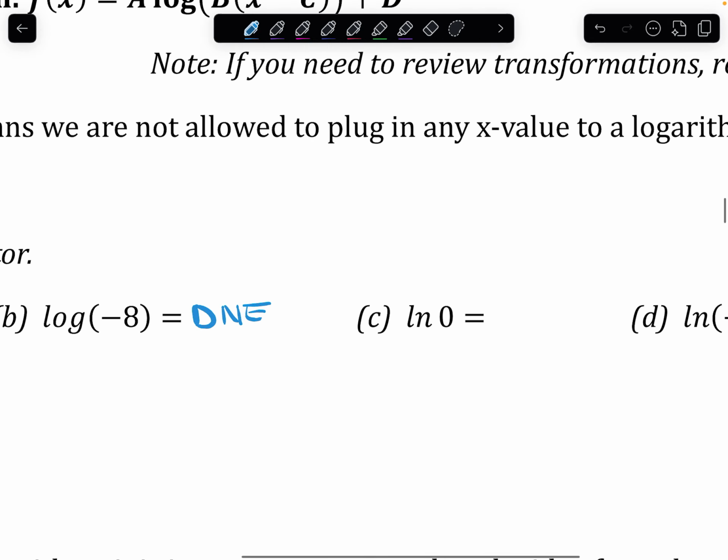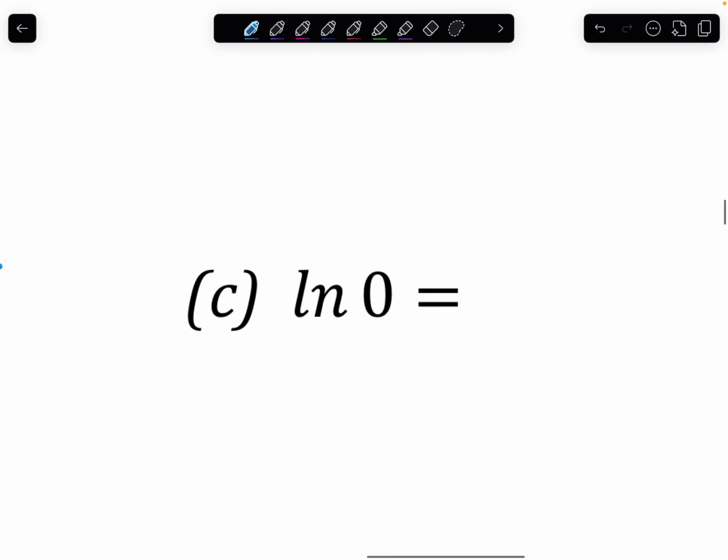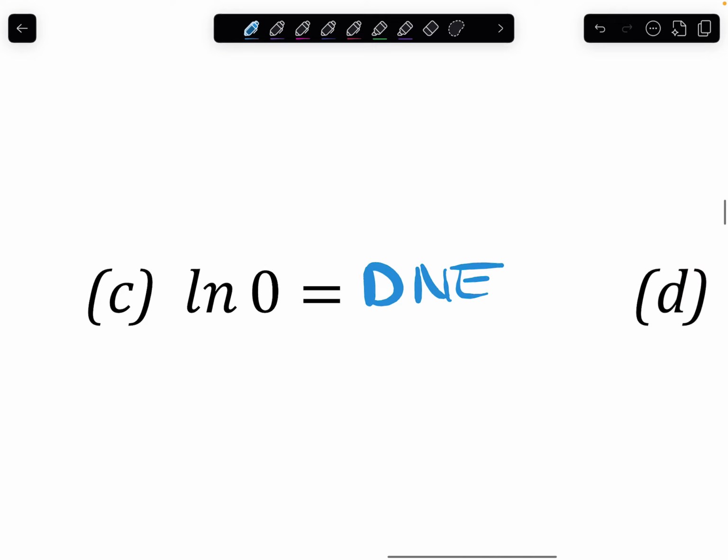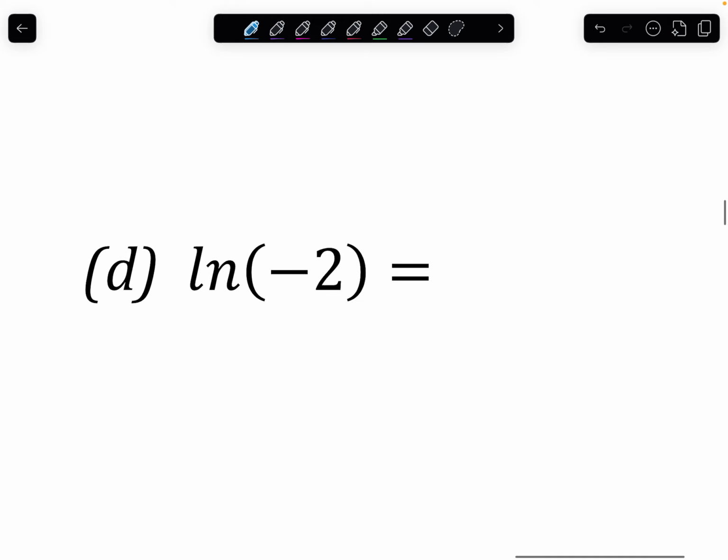Third one, natural log of 0. It doesn't matter what kind of log. It doesn't matter what the base of that log is. 0, negative, you cannot do it. Does not exist, undefined. And natural log of -2, it doesn't matter the log. You cannot log 0. You cannot log a negative. DNE.